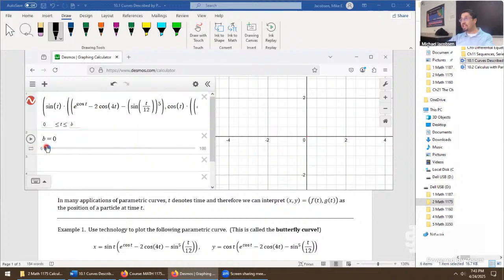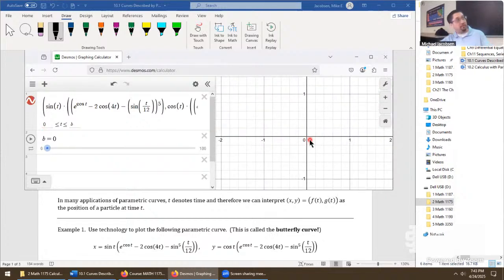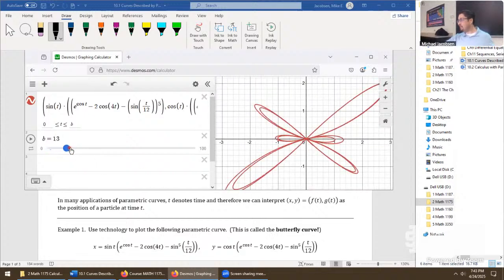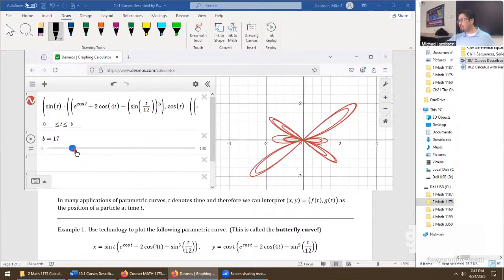Let's see what it does as we extend this parameter. So right now, t is just set to 0. There's one point. We can kind of see it. I don't know if that even shows up on the projector. But there's a point there, depending on your vision, how great it is. As b gets larger, it starts to extend out. And let's zoom out a little bit on that.